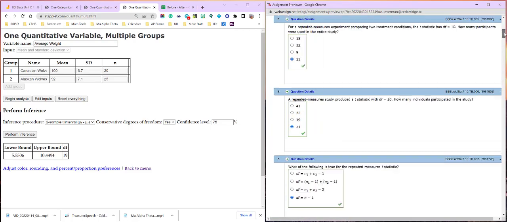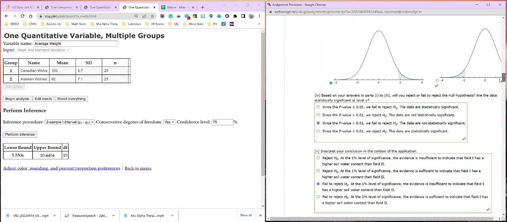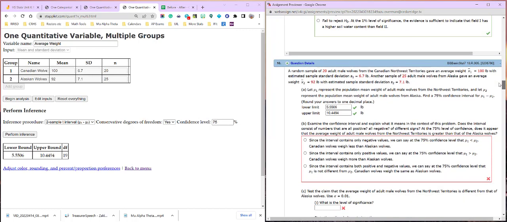And let's see how we're doing. Oh, voila. See, I told you. All right. So our interval is completely positive. So it only contains, isn't this nice? It makes it super easy to answer this one. We're pretty confident, 75% confident, that Canadian wolves weigh more than Alaskan wolves.